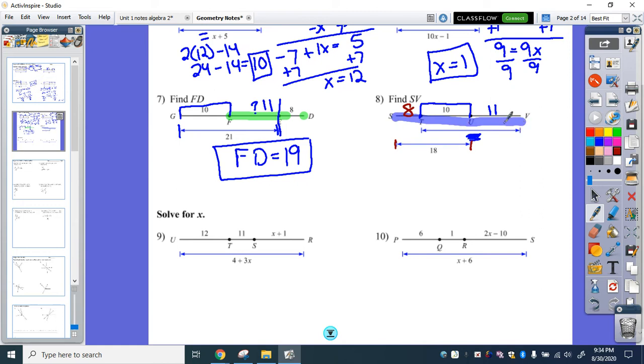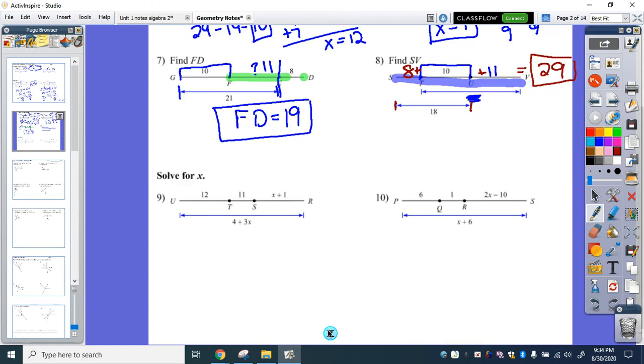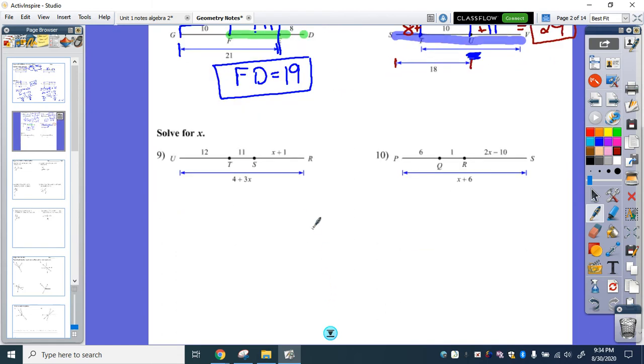So now if I'm asked to add up and get the entire whole portion of this line, everything from S all the way to V, all I would have to do would be to add these three together. 8 plus 10 plus 11 would get me a total of 29. And when you have variables in here, nothing different really happens. Just remember, all the smaller portions of the line get added together to equal what the entire line is.